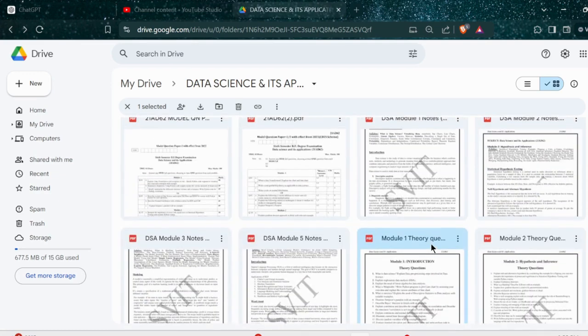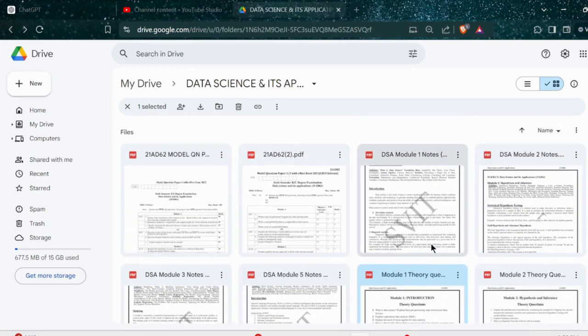So as I'm from ISA department, I don't have the subject. I was able to get these resources from my classmates, from my friends.